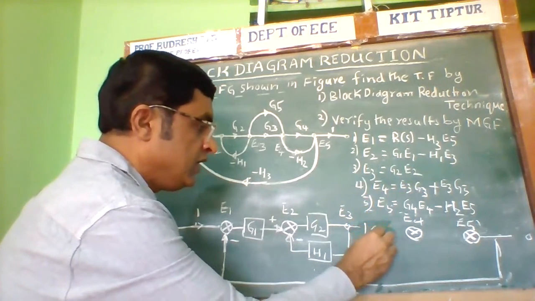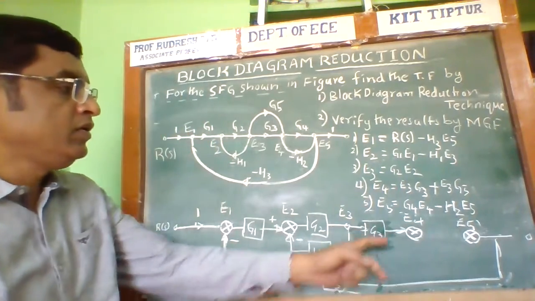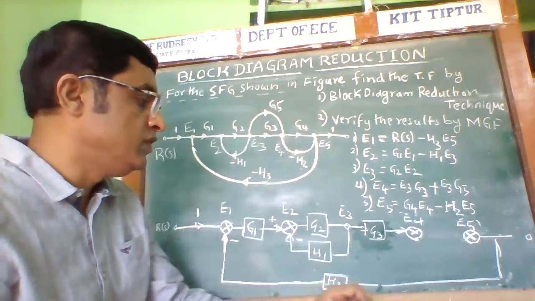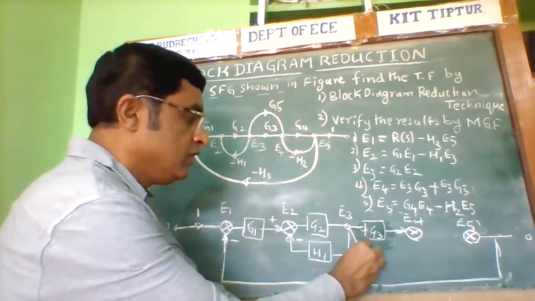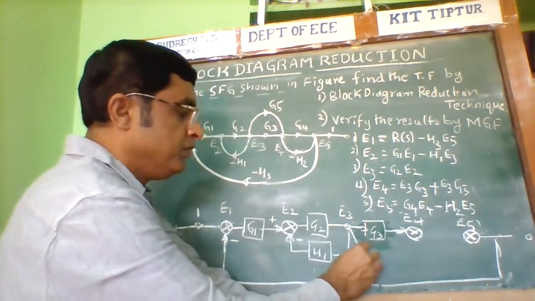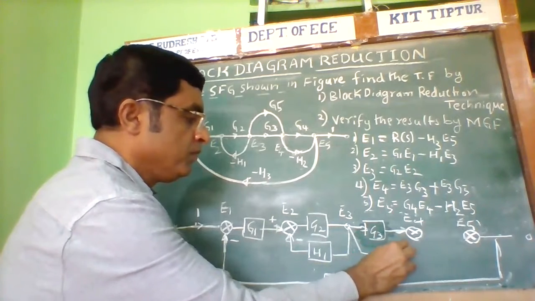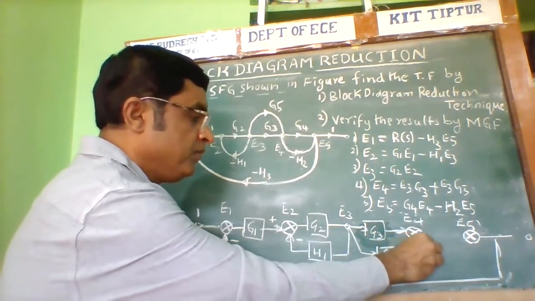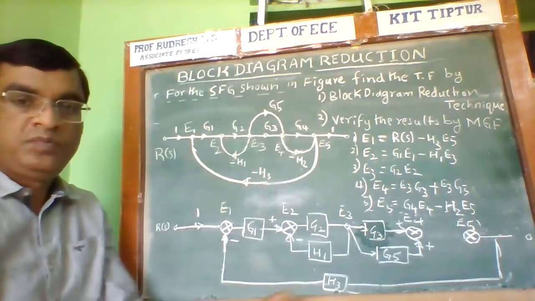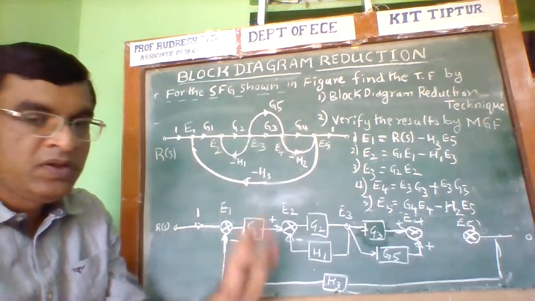Therefore, G3 I'm writing here. Another is plus E3 into G5, from the same node E3. This is the block diagram for the node E4.